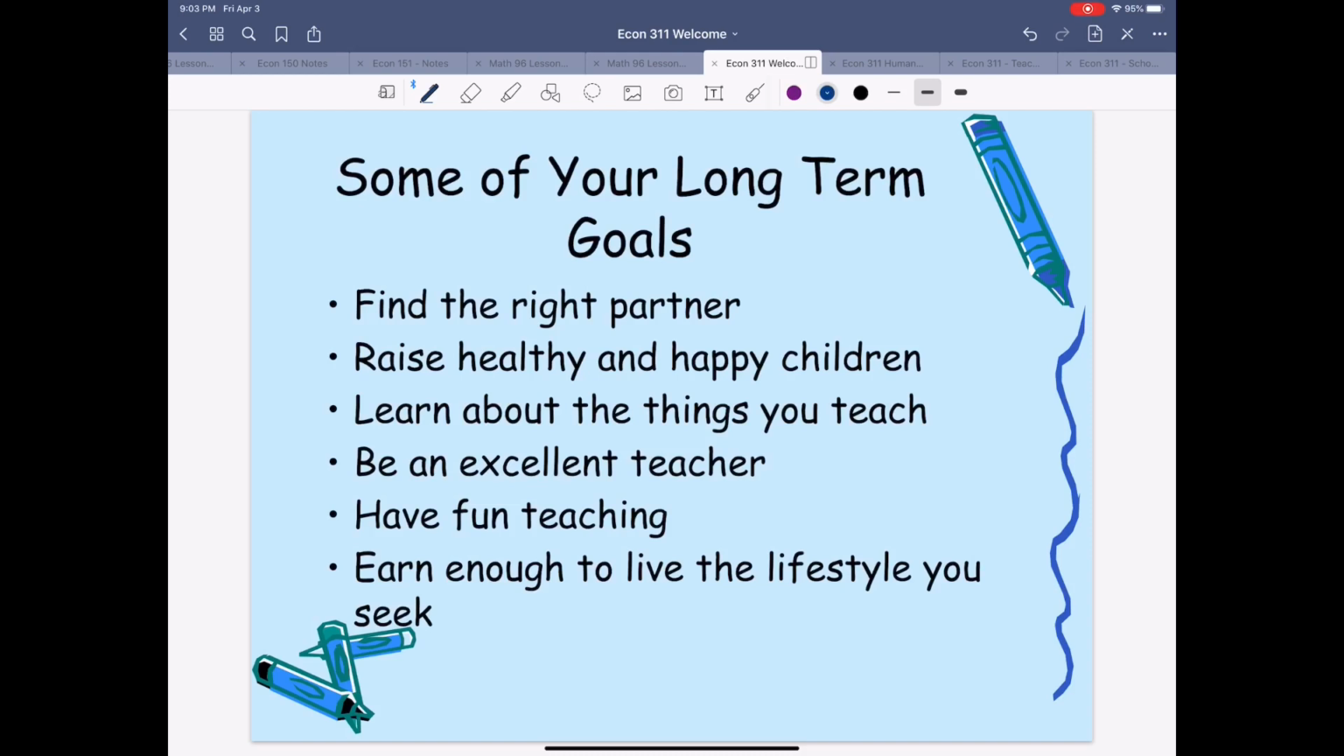Some long-term goals. These would be some adult long-term goals that we might have. And we recognize that the longer term can be an indefinite length of time, or it can be pretty specific. We could say, I have a 5-year goal for something. But, find the right partner, raise healthy, happy children, learn about the things you teach, be a great teacher, have fun teaching, and earn enough money to live the lifestyle you want.